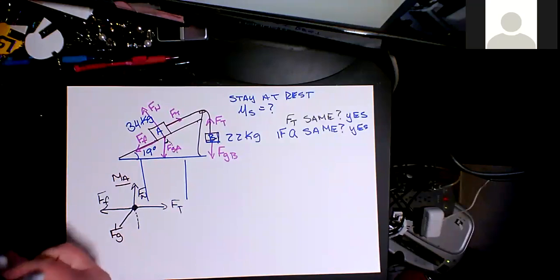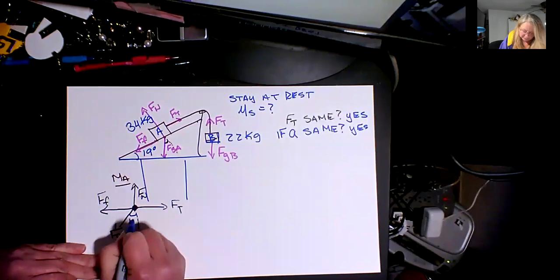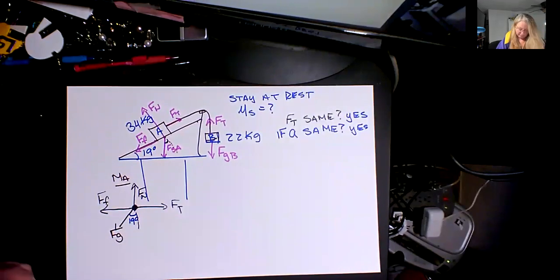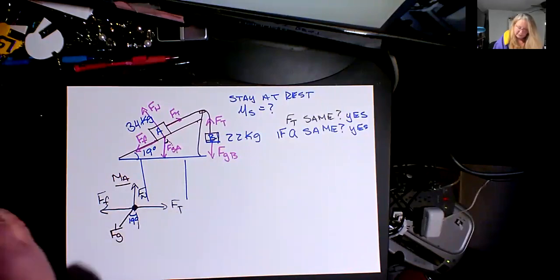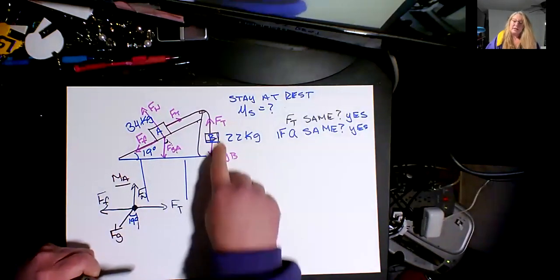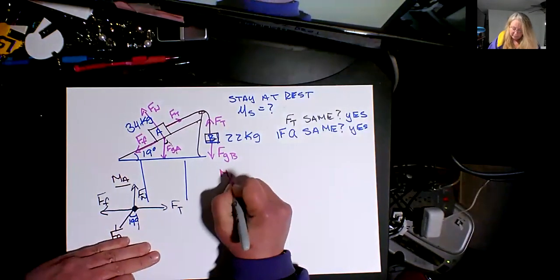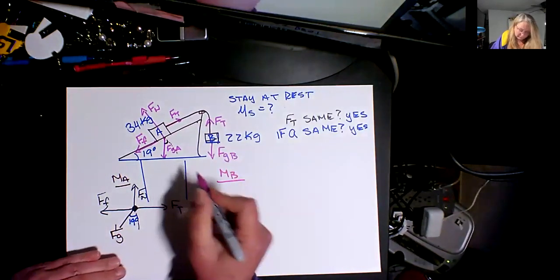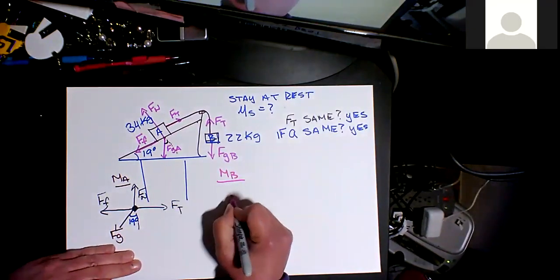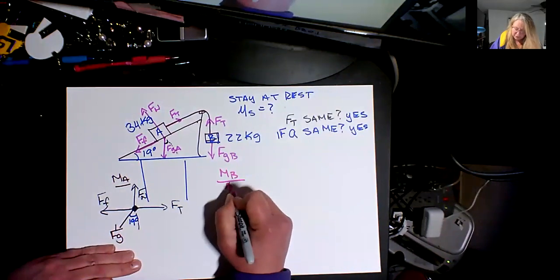So I do know, and I can remind myself that I know, that this angle here is then 19 degrees. And now we come over here, and this is the nice one for doing any math with, because for mass B, all I have is gravity and tension. So I'll have the force of gravity down and the force of tension up.